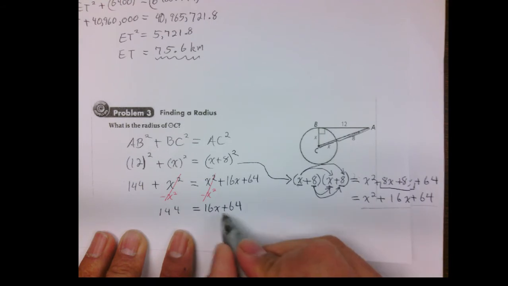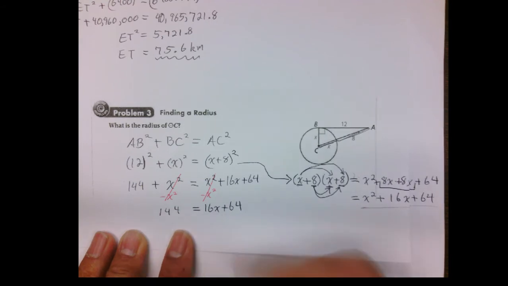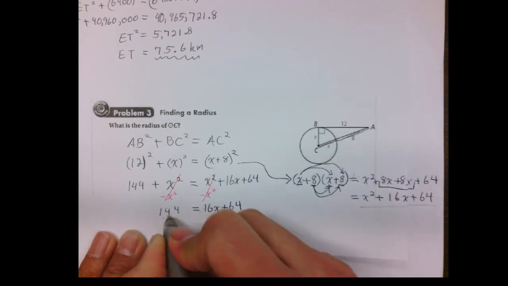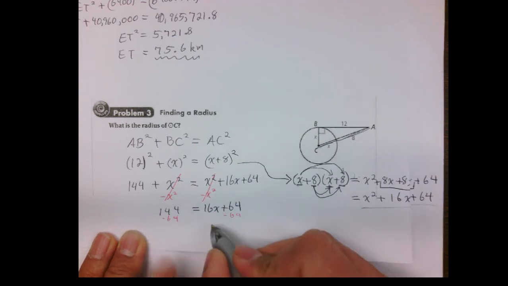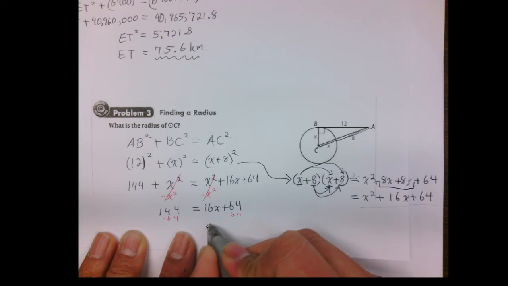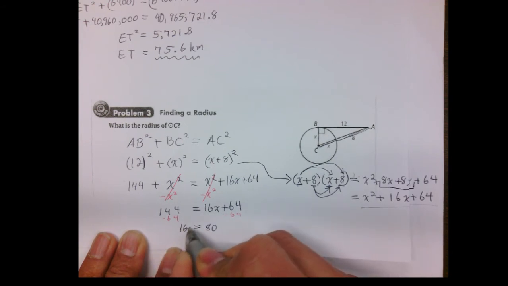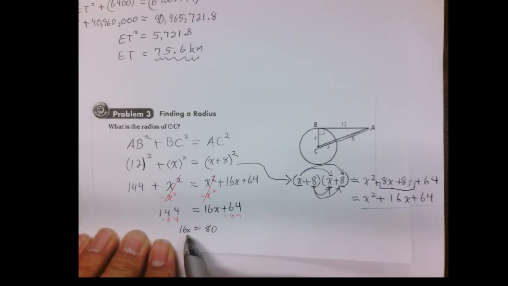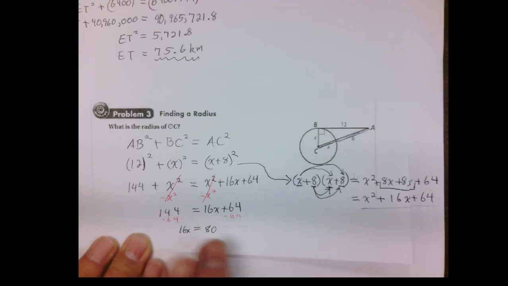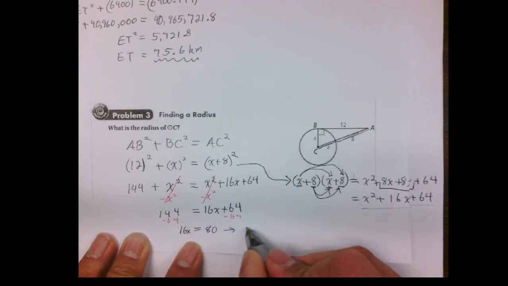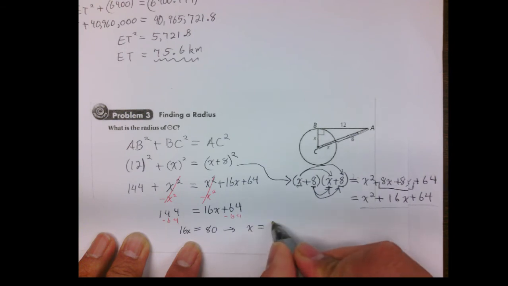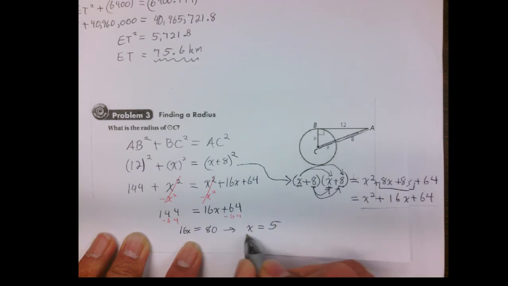Let's subtract our 64 from both sides. And what do we get? 144 minus 64 is 80. And let's bring down the 16x. I just like having the x term on the left, and there's no problem with switching stuff on either side of the equal sign. And then we divide both sides by 16. And you got x equals 5. Boom, that's what we were looking for.